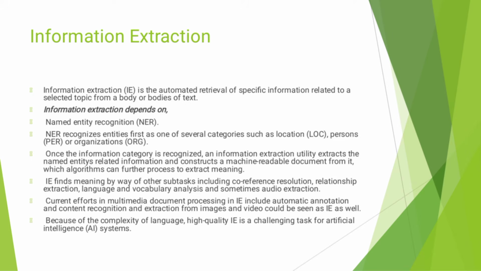Then information extraction depends on named entity recognition, that is NER, a subtool used to find targeted information to extract. NER first recognizes an entity as one of several categories such as LOC, that is location, then person PER, then organization ORG. Once the information category is recognized, the information extraction utility extracts the named entity related information and constructs a machine readable document from it, which algorithms can further process to extract meaning.